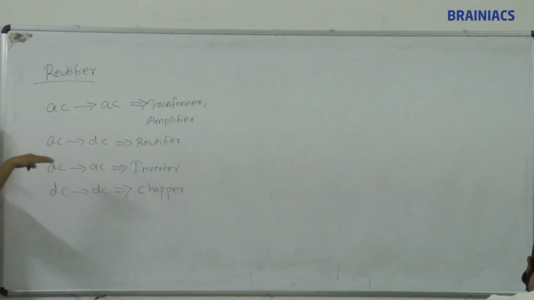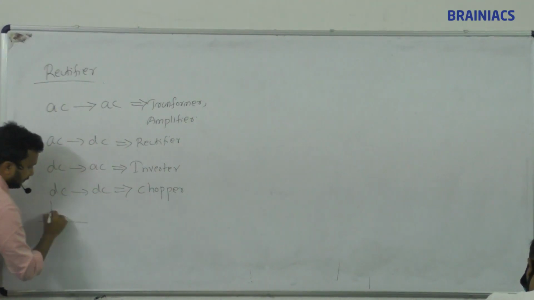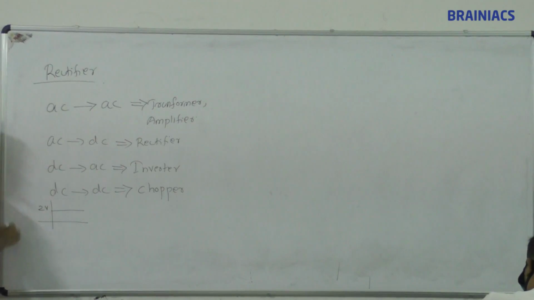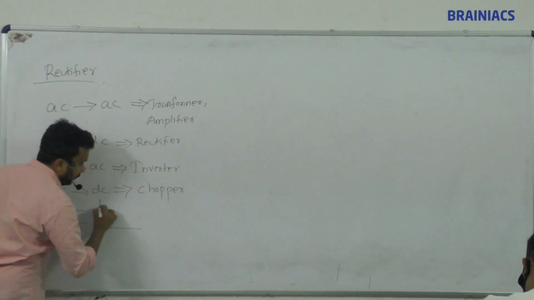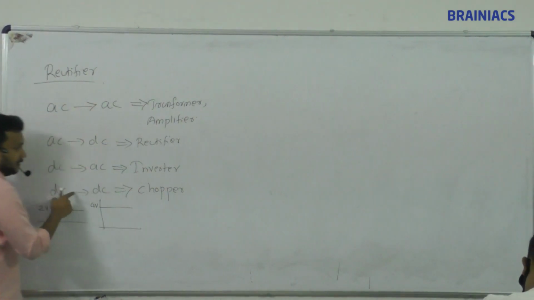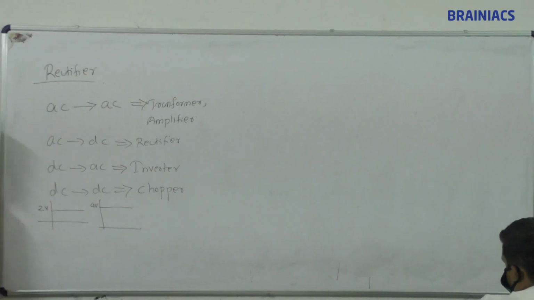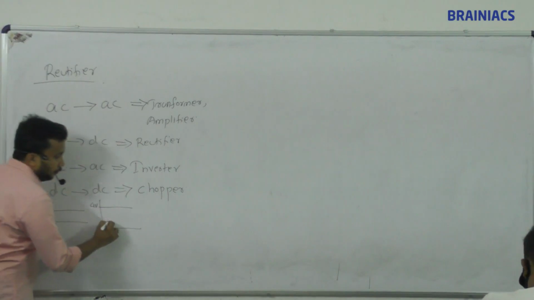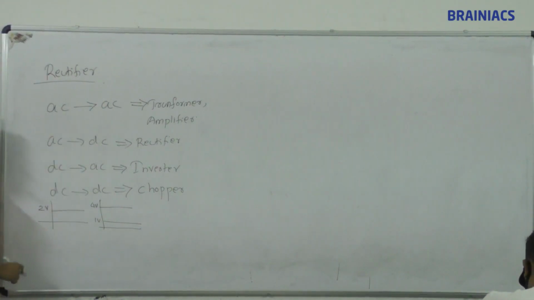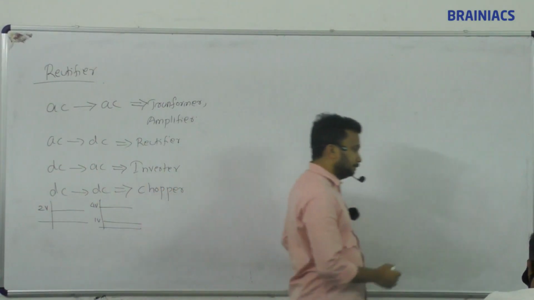One level of DC is converted into another. For example, suppose I have a 2 volt DC voltage. I want to convert it into a 4 volt DC voltage. I will use a step up chopper. Similarly, I can convert 2 volt into 1 volt. For that I will use a step down chopper. So transformer, inverter, and chopper circuits.